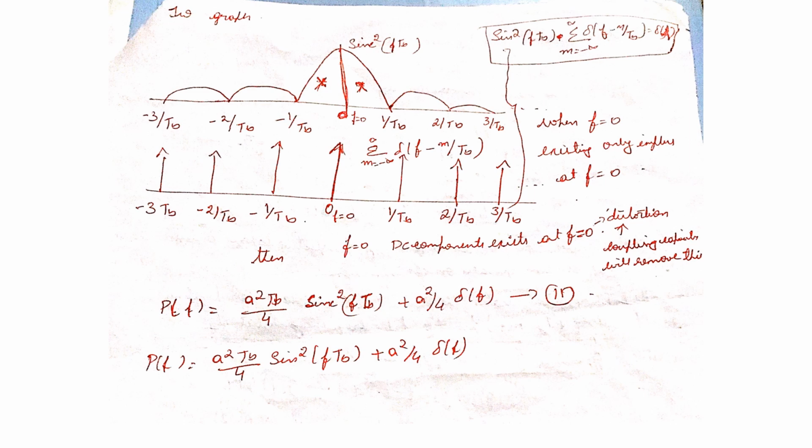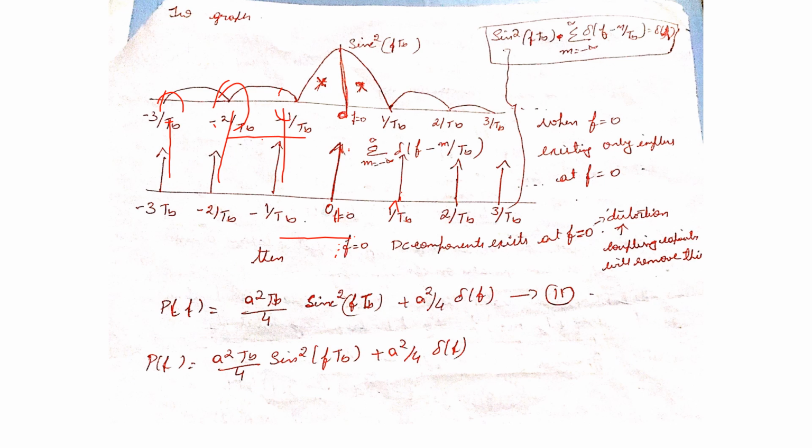So by multiplying the sinc function, this is the sinc function, and this is the delta function. When you multiply, the existence of the signal is only at f is equal to 0. Only at f is equal to 0, and all the other terms you can see are 0 whenever the impulse is present. Whenever the impulse is present, all the other terms are going to have 0 value.